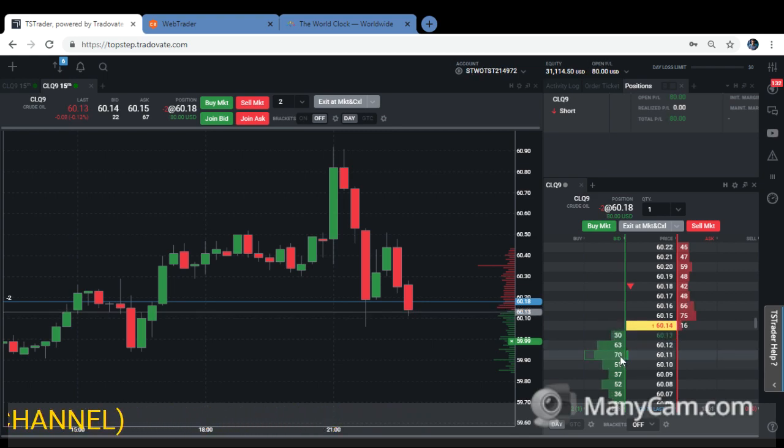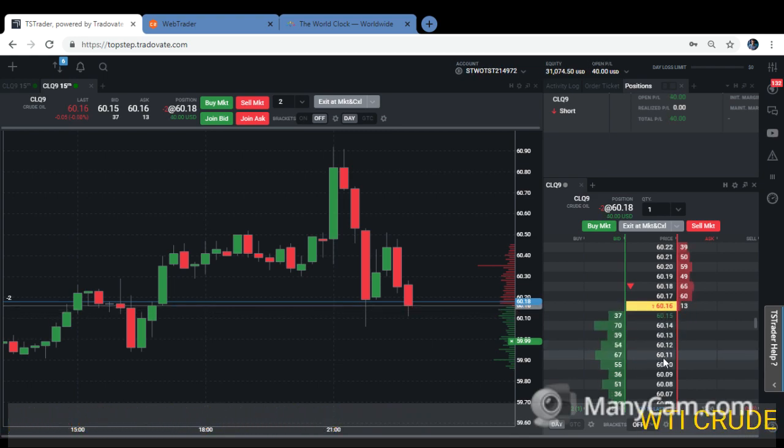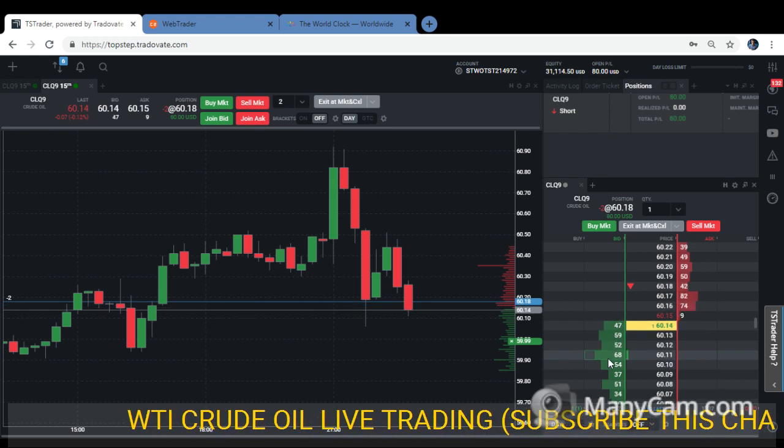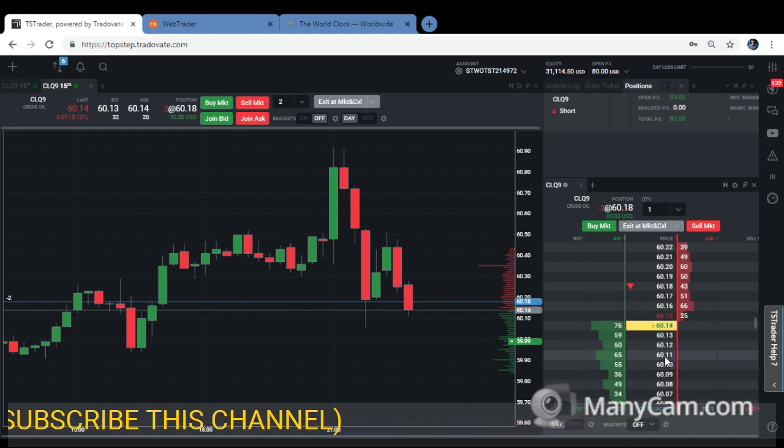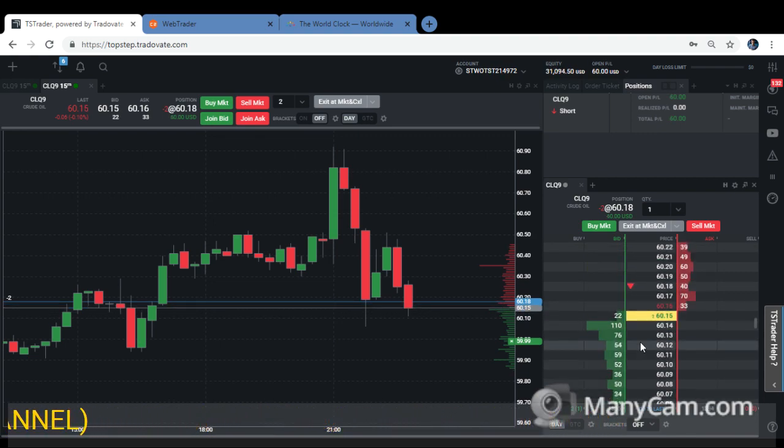So now back at 60.11. Let's focus on 60.11. This is where the high volume suddenly appeared and disappeared. This will be an interesting price level. Okay, we can see 61.4 again.